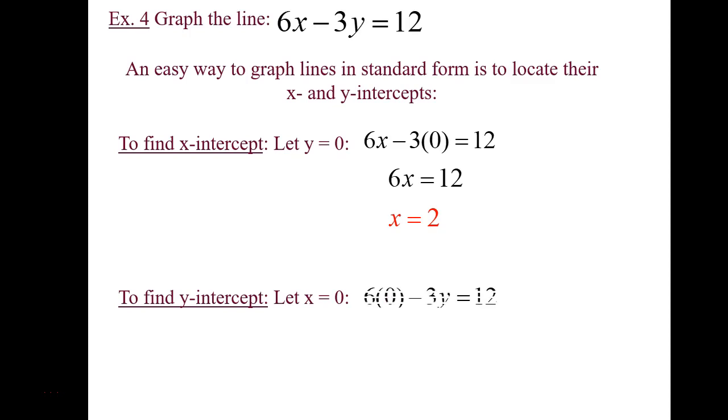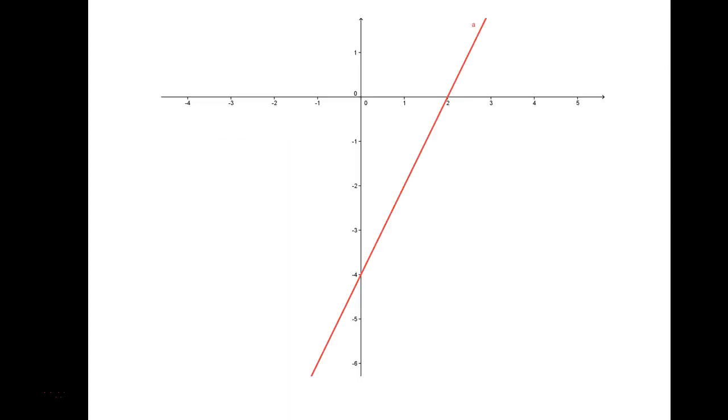So I'm going to replace x with 0, and I get this expression. Solve for y, and I get negative 4. Now I'm going to go to my graph, and on the x-axis I'm going to put a point at 2, and on the y-axis I'm going to put a point at -4. There it is. So the x-intercept is at 2, the y-intercept is -4, and then you're just going to connect them.